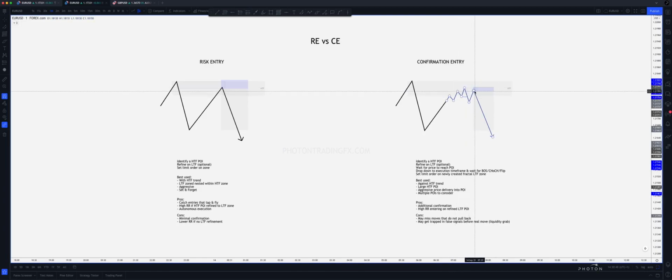But other people find risk entries a lot harder on their psychology, because you can take some losses if you haven't identified high enough probability zones, and some people just prefer to always wait for that bit of extra confirmation, as it gives them a bit more confidence that the zone's holding. They're seeing what they want to see in the lower time frames, and they prefer it this way.